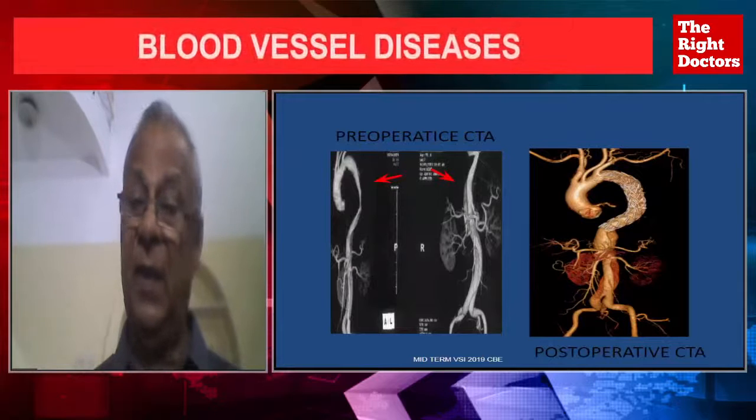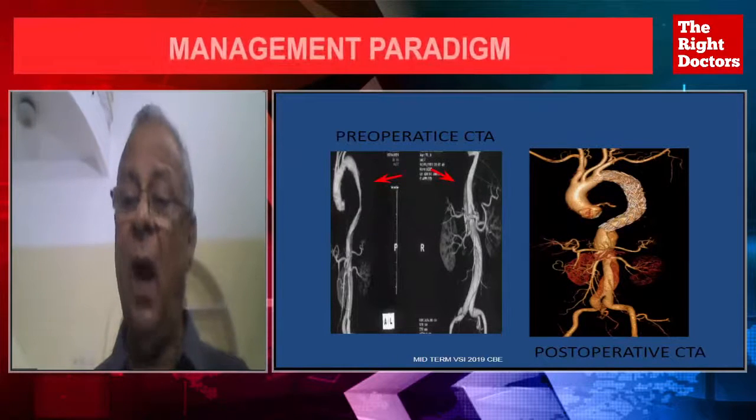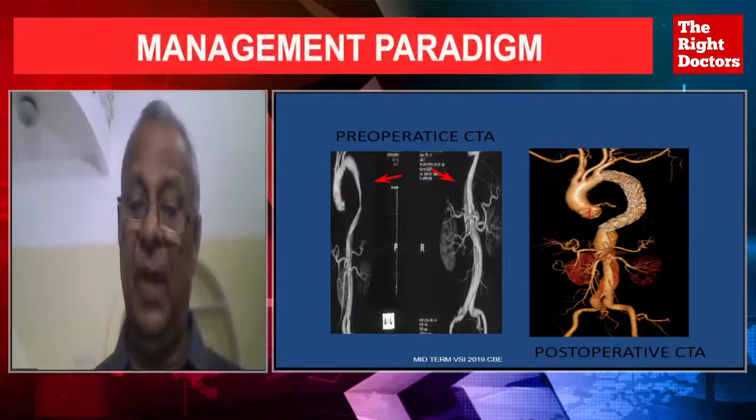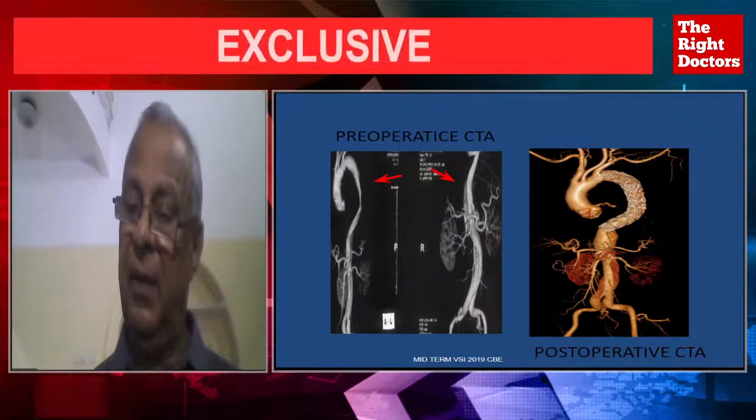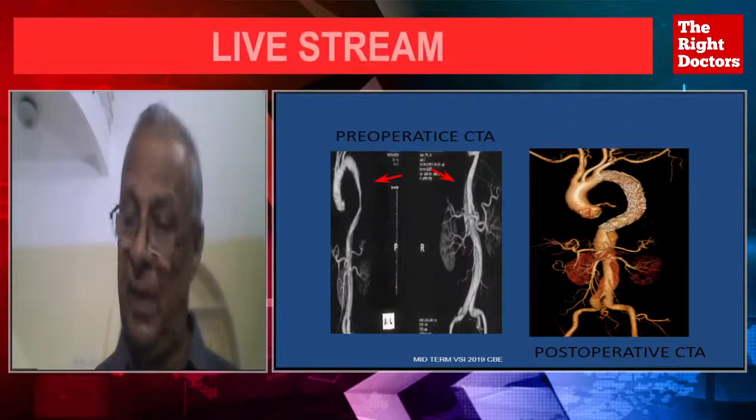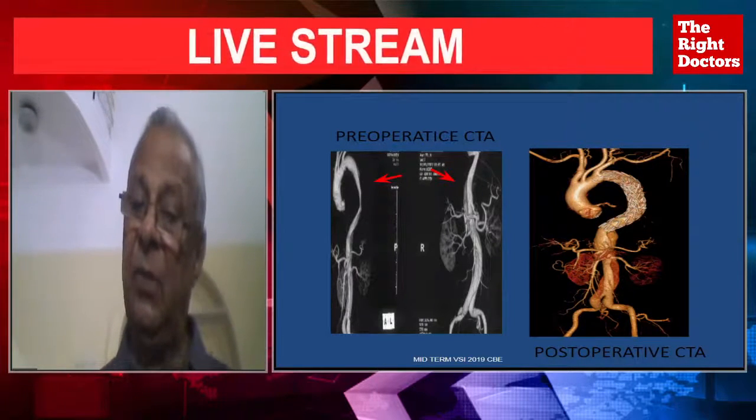This is one classic example. You can see the true lumen, how badly compressed. This can be a big problem for renal flow, SMA flow, and spinal cord flow, and that can lead to the need for treatment.